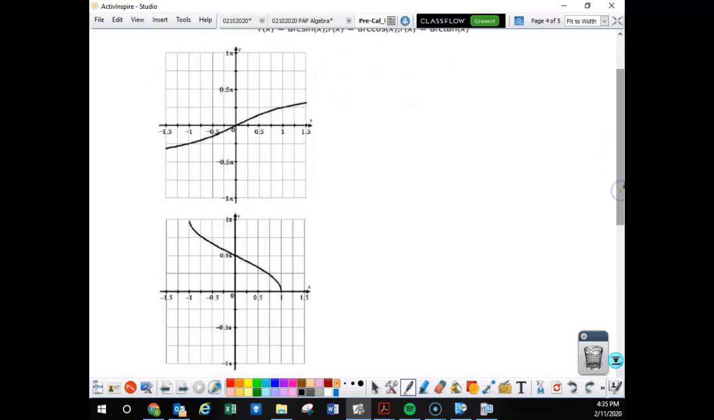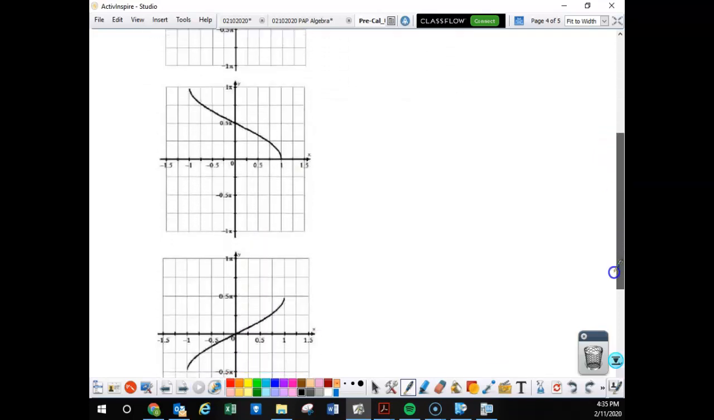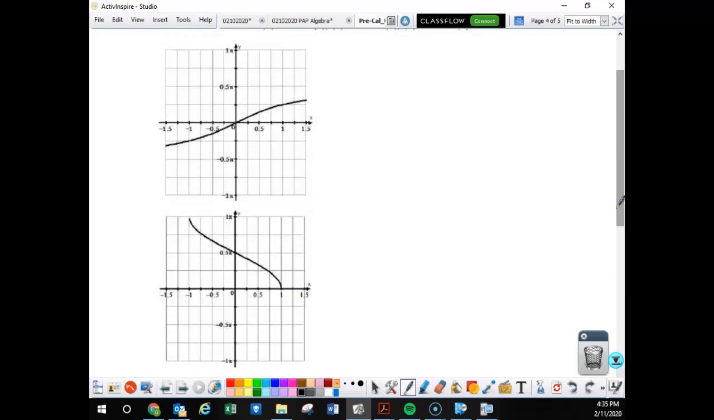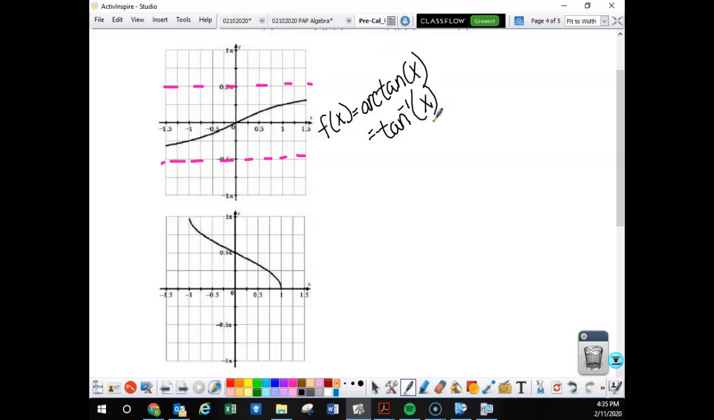So here, the first one is going to be arctangent, because it's approaching that pi over 2 asymptote. Right, it's kind of hard to see, but it has this asymptote right here. So this is f of x equals arctangent, or tangent to the -1 of x, the inverse tangent.